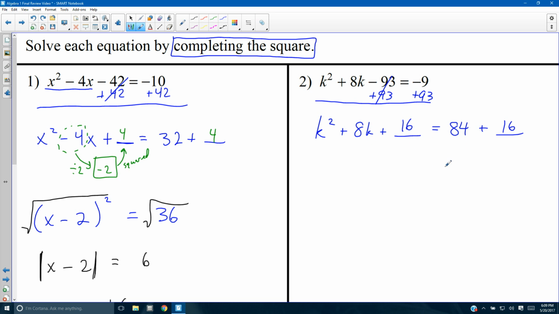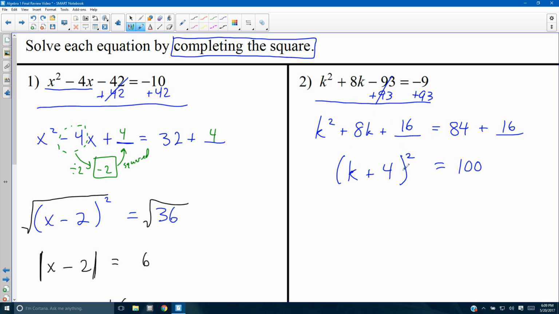Okay. 84 plus 16 is 100. The question on the left side, however, is what two numbers do I multiply to get 16 and add to get 8? And remember, it's the same two numbers twice. And you know what else? It's the number that we got after we divided 8 by 2. That's a 4. 4 times 4 is 16. 4 plus 4 is 8.